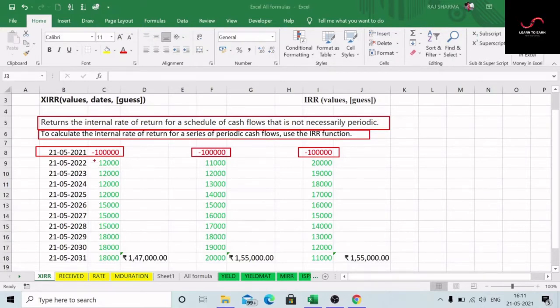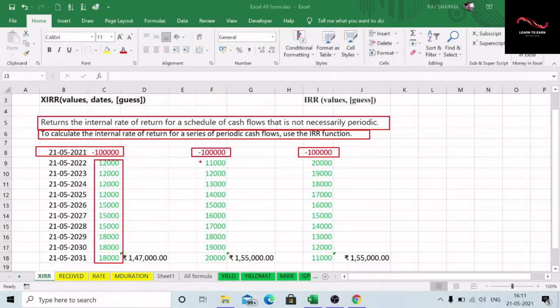Now in the first project, we are going to generate subsequent receivables in this manner. Initial 4 years we are going to generate 12,000, then subsequent 3 years it is 15,000, and then subsequent 3 years it is 18,000. So total cash flow generated in this particular project is 1,47,000.